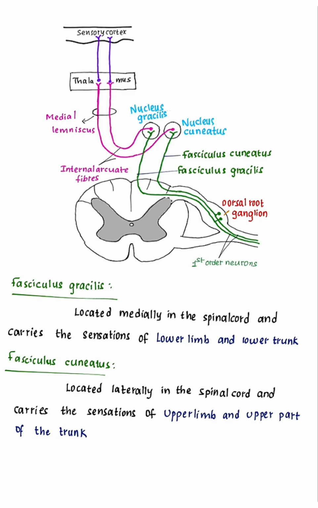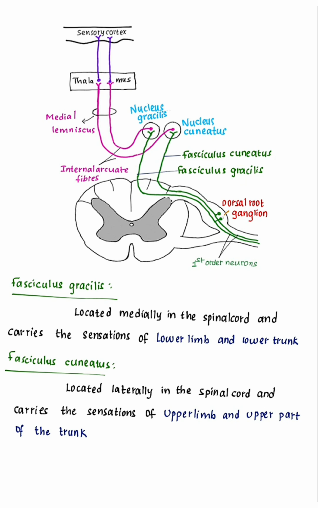You can remember it in this way. Leg, lower limb, remember leg, G, gracilis. The sensations of the lower limb are carried by fasciculus gracilis. The sensations of the upper limb and upper trunk are carried by fasciculus cuneatus.